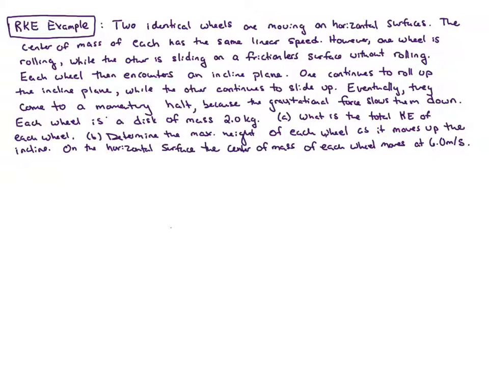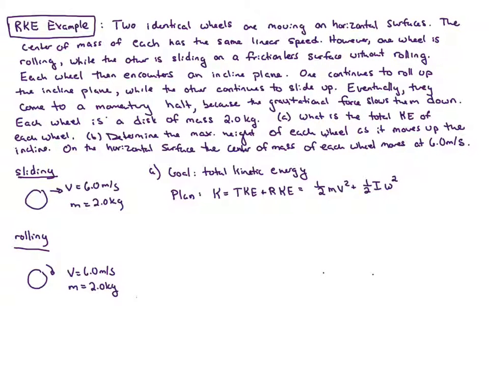So let's do just the analysis for part A and see if you can even finish the calculation, because part A is pretty straightforward. I drew my two cases, the sliding and the rolling. Here this one's rolling. It has some omega that we don't know, and it has some I also. Well, we know that's a half mr squared for a disk, and this is radius r.